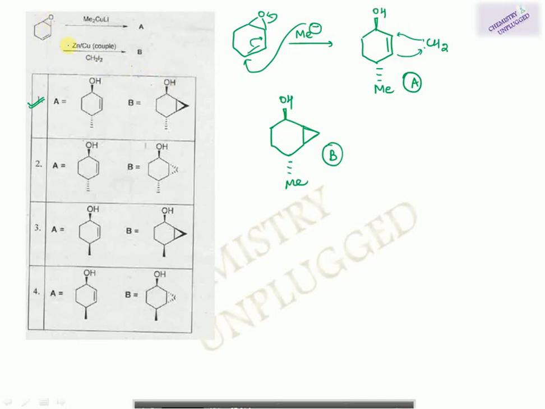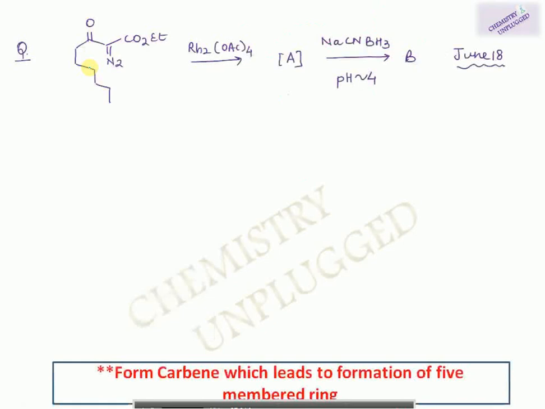Then we have some important reactions of rhodium acetate. This is a very important reagent, and you will see a number of questions based on this reagent. We have three questions based on it. The first question is from June 18.